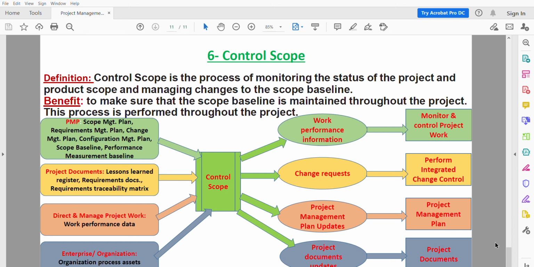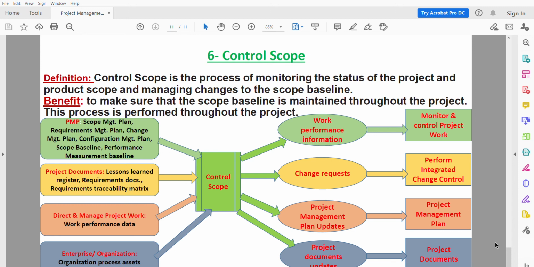The fourth output is the project documents updates. So we may need to update the lessons learned register, the requirements documentation, and the requirements traceability matrix. The requirements traceability matrix may be updated to reflect updates in the requirements documentation.